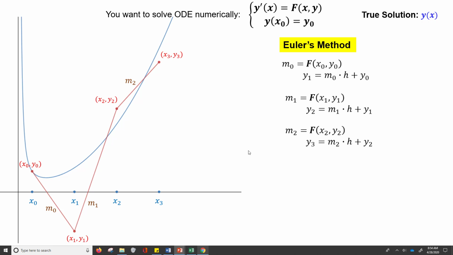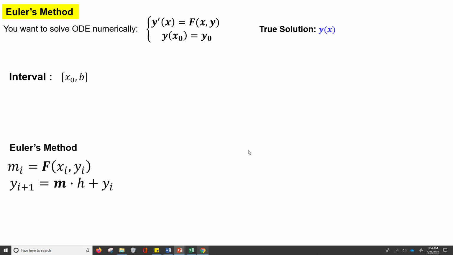You find the slope, and you basically find the equation of a line, right? So that's Euler's method. It's right here: y sub i plus 1 equals m times h plus y sub i. Okay, Euler's method. And the intervals are the same length.